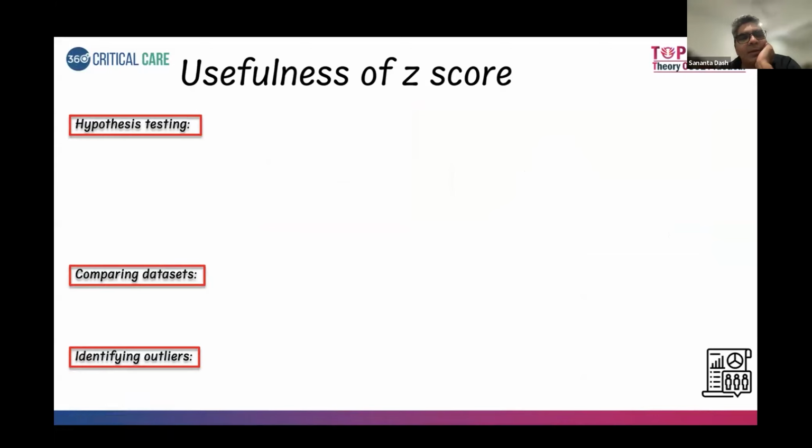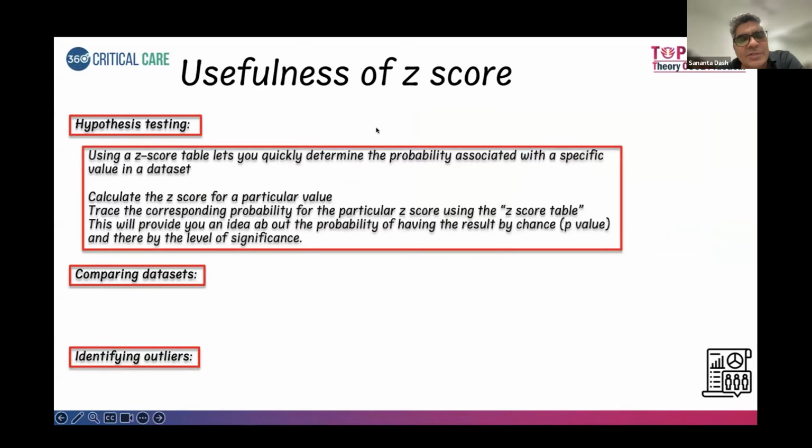How it is used, Z-score again, the same thing. I'm going around in circles. The utility of Z-score is the same as the utility of the normal distribution curve, but you have to word it a little bit differently. So, hypothesis testing. Using a Z-score table lets us quickly determine the probability associated with a specific value in the data set. Suppose a data point has a Z-score of plus 1.8. That means it is nearing 2 standard deviations of a normal distribution curve.